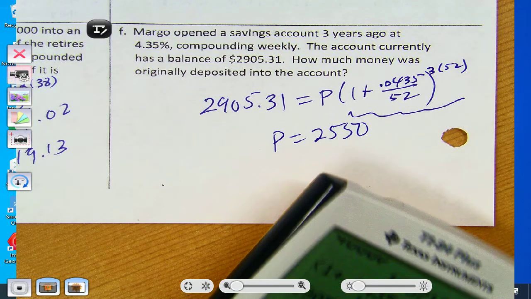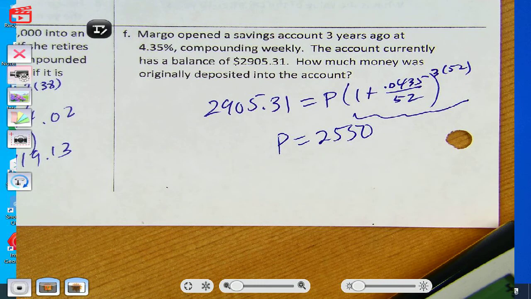Bye, Mr. Schweitzer. Bye-bye. Where are you going? It's going back to FFA. I want to go. Me too.